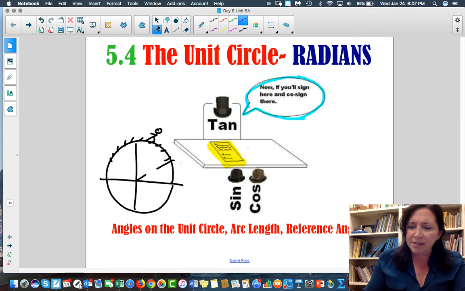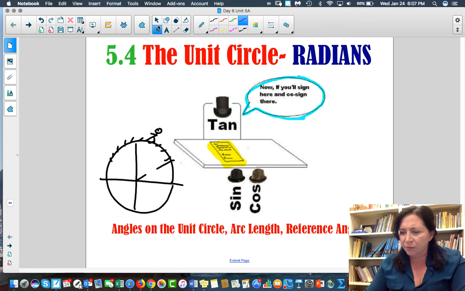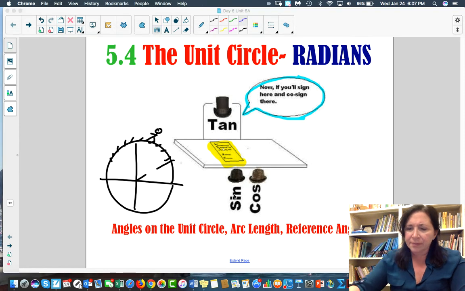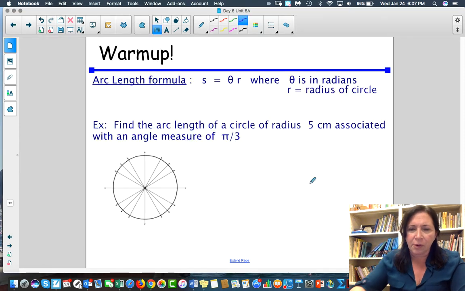Hi, everyone. Today's lesson is on the unit circle, converting degrees to radians and radians back to degrees. So let's get started. Okay, so we're going to start with a warm-up.